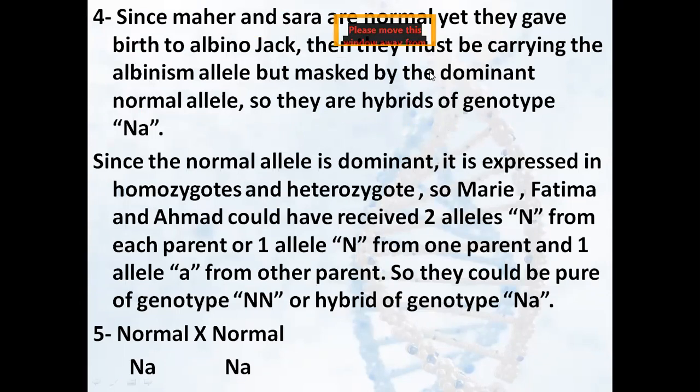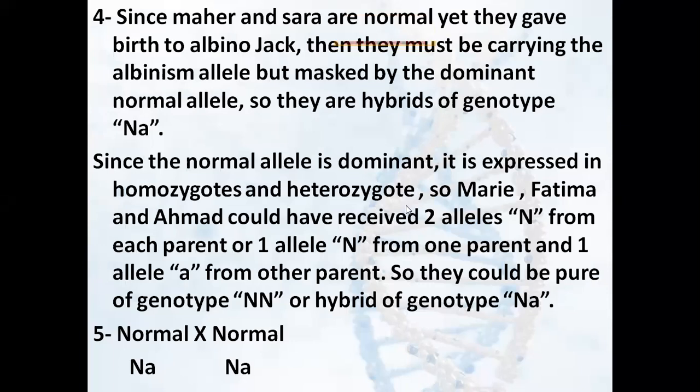However, Maher and Sarah are normal, but they gave birth to an affected child. So they should carry the allele of albinism, which was masked by the normal. So their genotype should be Na. However, Fatima, Marie, and Ahmad are normal, but their genotype could be NN or Na. We can't determine this exactly because they are normal, so they can be either homozygous or heterozygous.